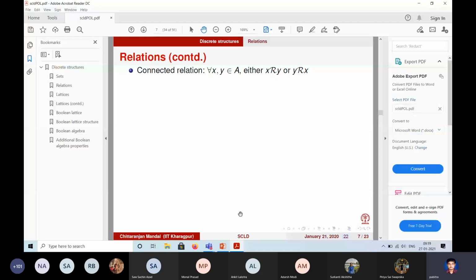Anyway, so let us look at another property of this kind of relations. I'll call a relation connected if you take any two elements of A, x and y, either x is related to y or y is related to x. Say you take the relation less than or equal to over integers. Any two integers x and y, either x is less than or equal to y or y is less than or equal to x. Either of these will be there. So basically it means that if you take any two elements, there will be an edge between them. In the Hasse diagram, either x will lie above y or y will be below x, but there will be an edge between them.